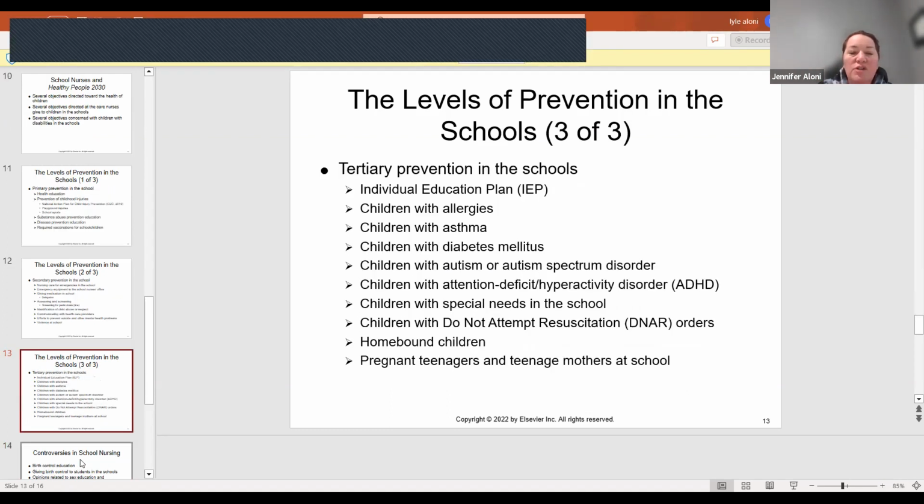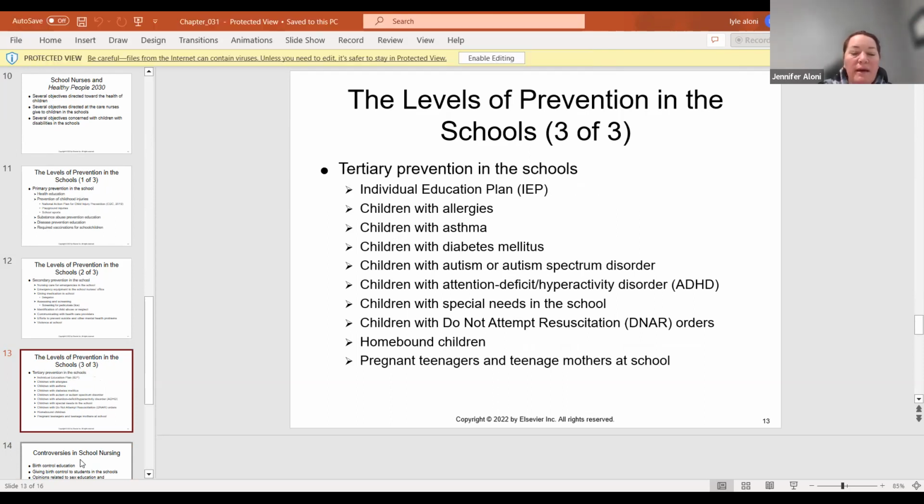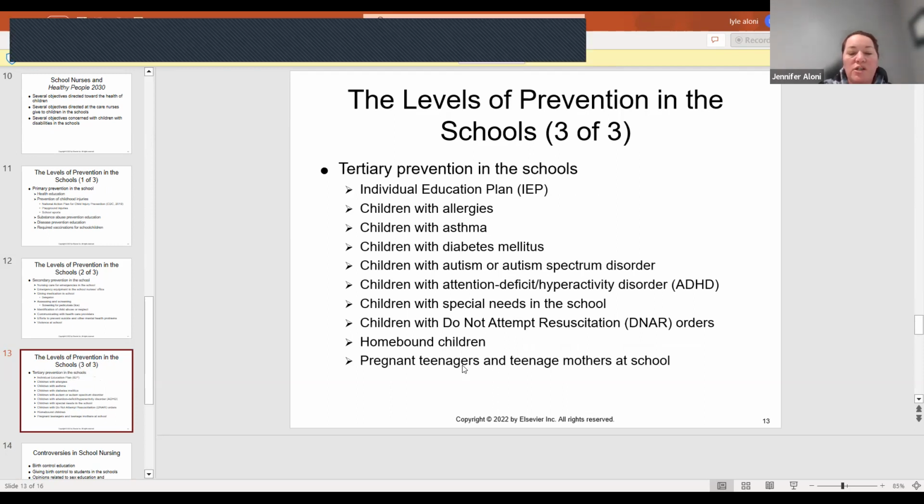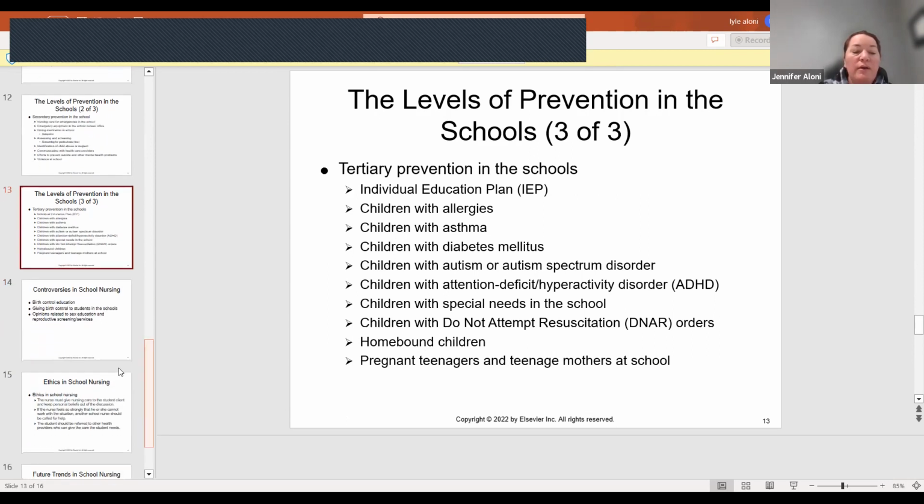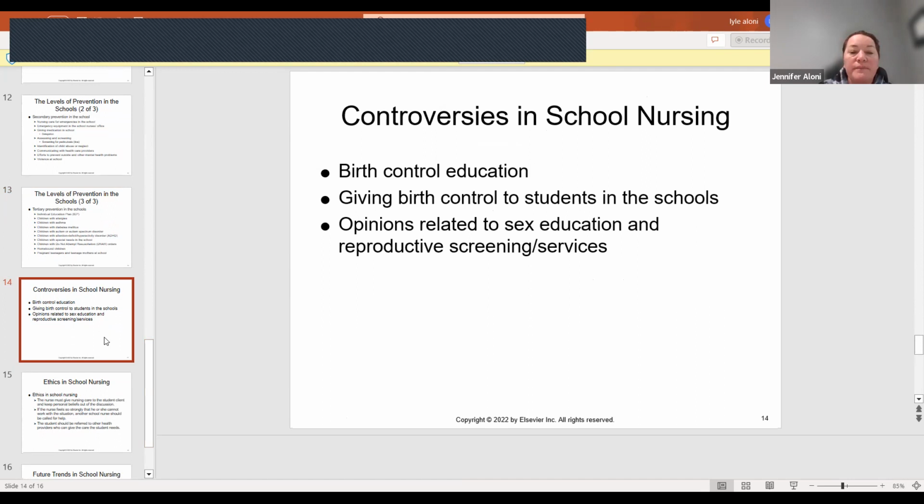And then with our tertiary prevention in school, this is once we have a condition. So we're going to have our kids with asthma, allergies, diabetes, autism, ADHD, special needs. And we have homebound children who aren't able to make it in the school, so school nurses will help to involve them in the education process. And pregnant teenagers and teenage moms, the key there is that we keep them in school, because we do know that they need to get their education and they will have fewer health disparities and better living if possible.